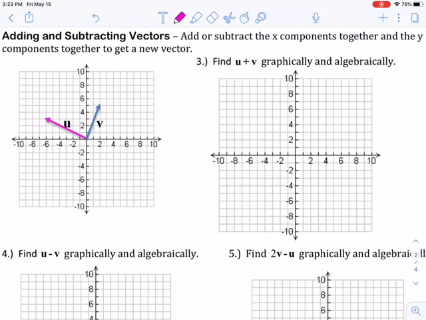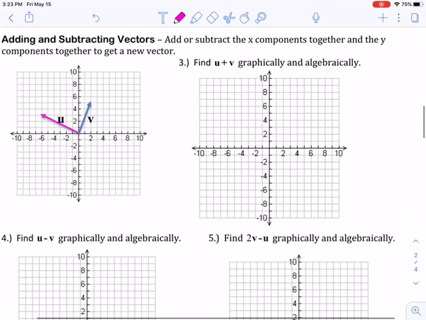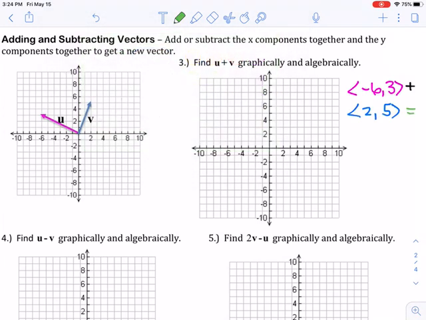So if we look at our two given vectors, our vector u goes back 6 and up 3, and our vector v goes forward 2 and up 5. So if I want to add those two together, then I'm going to take my vector u, negative 6, 3, and we want to add to it my vector v, which is the vector 2, 5. When we add those two together, negative 6 plus 2 is negative 4, and 3 plus 5 is 8. So algebraically, we can find our vector negative 4, 8.